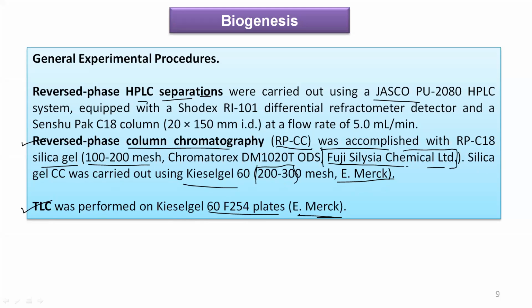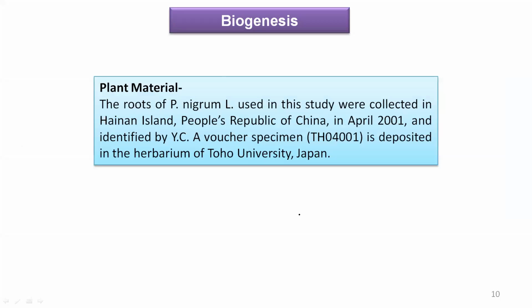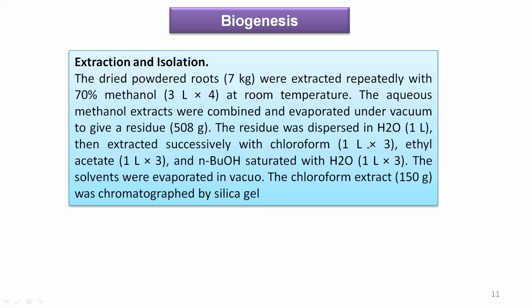We should know how people characterize compounds, how many instruments they have used, and how they have characterized. Then what type of material they have used. Directly we cannot say we have taken this Piper nigrum. The roots of Piper nigrum used in this study were collected in Hainan Island, taken from that island, which is in the People's Republic of China, in April 2001, and identified by, and a voucher specimen is deposited in the herbarium of Toho University, Japan, and so on. So this much detailed specification we have to provide for publication.